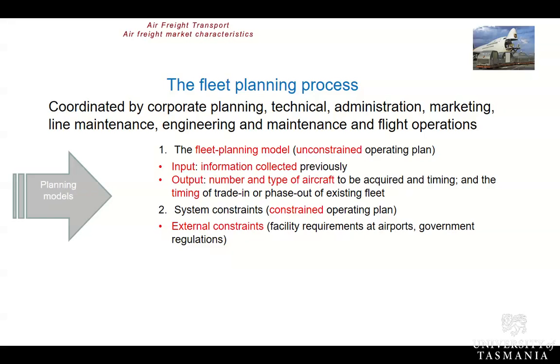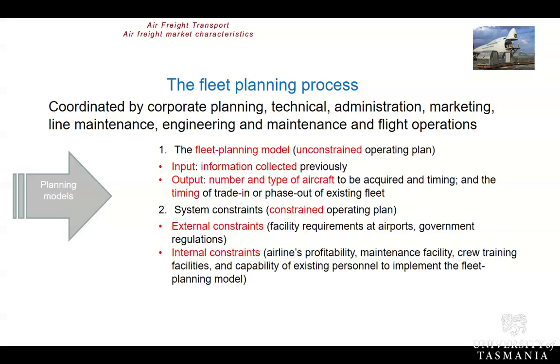So you're going to have external constraints, which might be your facility requirements at airports and also government regulation. And then you've got your internal constraints. So things like profitability, the number of crew, the number of maintenance stations, all those issues go into that decision-making process about what you can ultimately purchase or whether you lease.